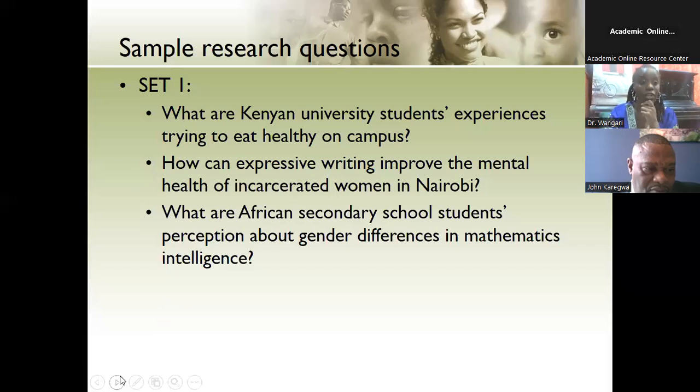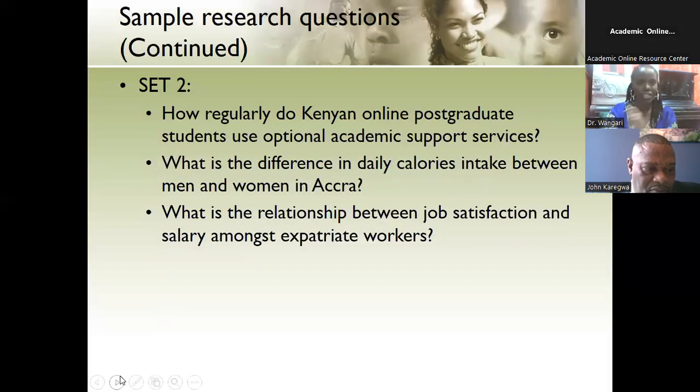So that was set one. How about set two? How regularly do Kenyan online postgraduate students use optional academic support services? How regularly? That is the operative word in that question. Do you think this is quantitative or qualitative? What is the difference in daily calorie intake between men and women in Accra?